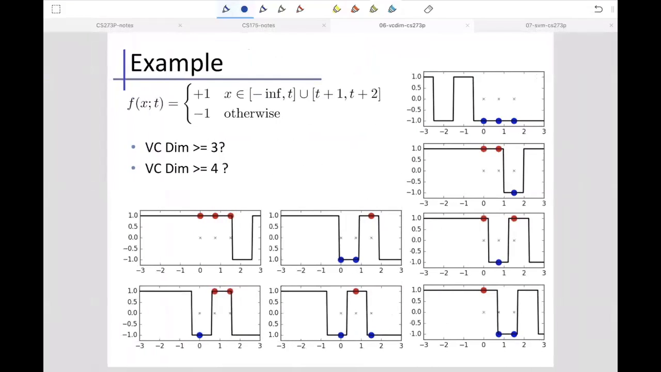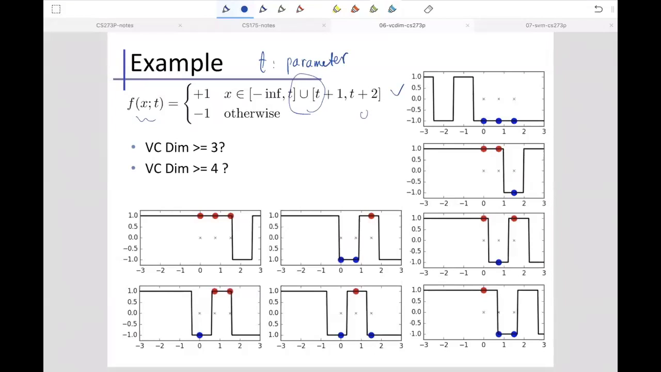So let's take one example here. This is a classifier for 1-dimensional data sets with only 1 parameter. The parameter here is essentially this t. t is your parameter. And in this model, it's going to be labeled 1 on this 1-dimensional axis if it's within this boundary, otherwise it's going to be 0. So the question is, what is the VC dimension of this model? This model has only 1 parameter.